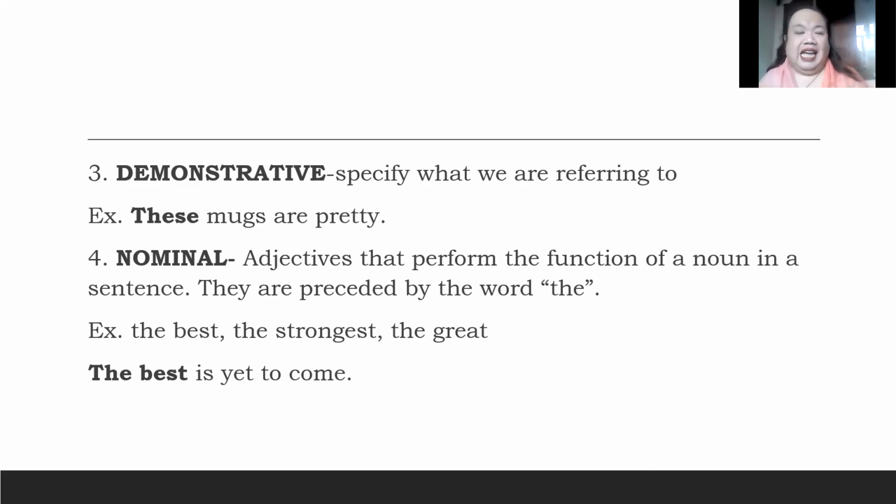Next, nominal adjectives. These are adjectives that perform the function of a noun in a sentence. So originally, they are adjectives, but because of the use of the article the, they become a noun. So, example, the best, the strongest, the great. So we try to apply that in a sentence. The best is yet to come. So the best there is the subject, which is actually the noun.